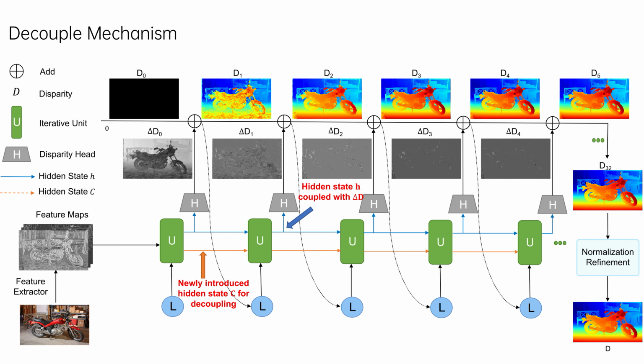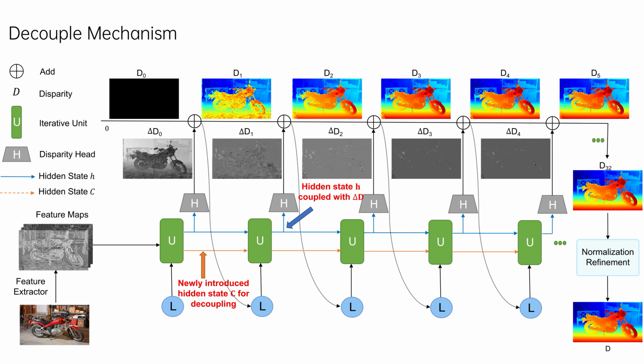In the original GRU structure used by most iterative vision networks, the hidden state H is used to generate the update matrix of disparities, which is the output of the GRU cell, while the H is also the hidden state of the GRU network, which transfers information to the next iteration. This coupling issue is proved to have a significant impact on the network performance in our ablation experiments.